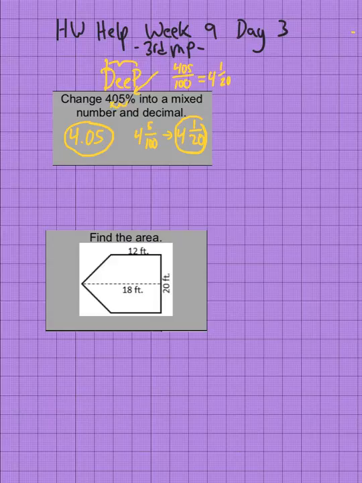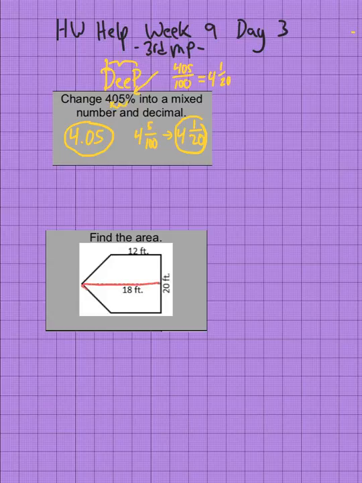It says find the area. Now, a lot of people want to say this is a trapezoid, and they just use a trapezoid. But here is the thing. This actually has 1, 2, 3, 4, 5 sides. And that is a pentagon, not a trapezoid. So I'm actually going to have to decompose this one. I'm going to split it into 2 shapes. So I'm going to split it right here.